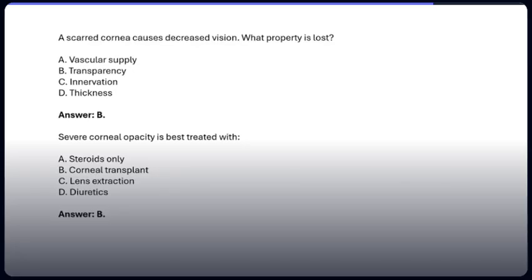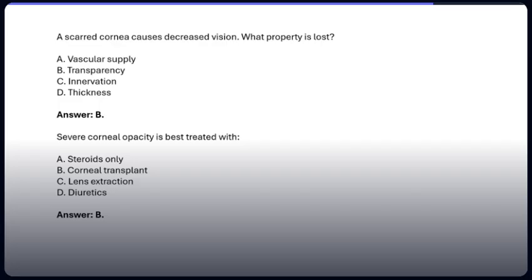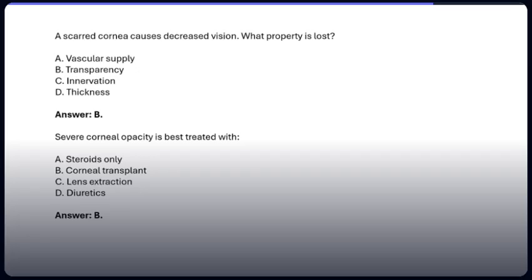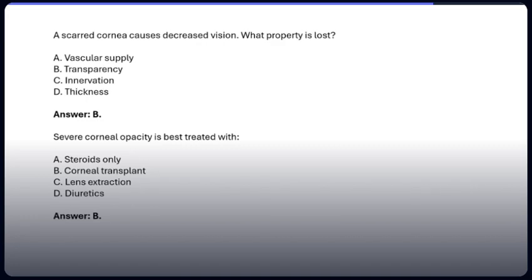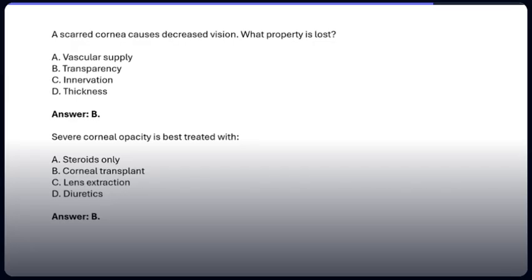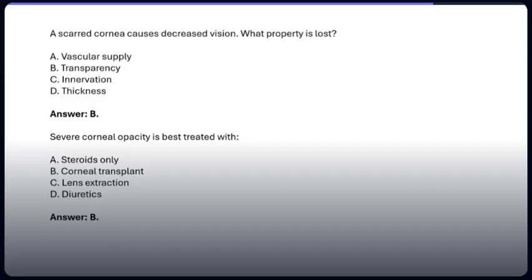The primary property lost is transparency, because the precisely organized stromal collagen is replaced by a chaotic matrix that scatters incoming photons. Analyze this structural failure. Why would alterations in vascularity or thickness be insufficient to explain the sudden drop in visual acuity compared to a loss of clarity? Since dense opacities involve permanent architectural damage, we must bypass pharmacological limits and utilize a corneal transplant to restore the eye's refractive window.